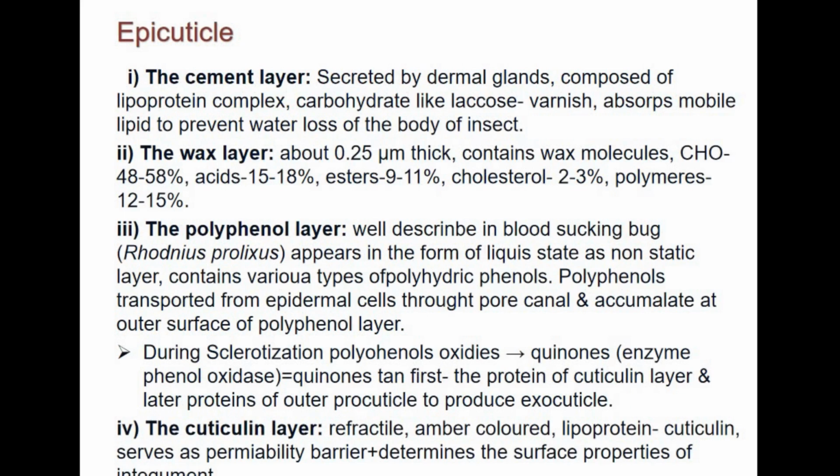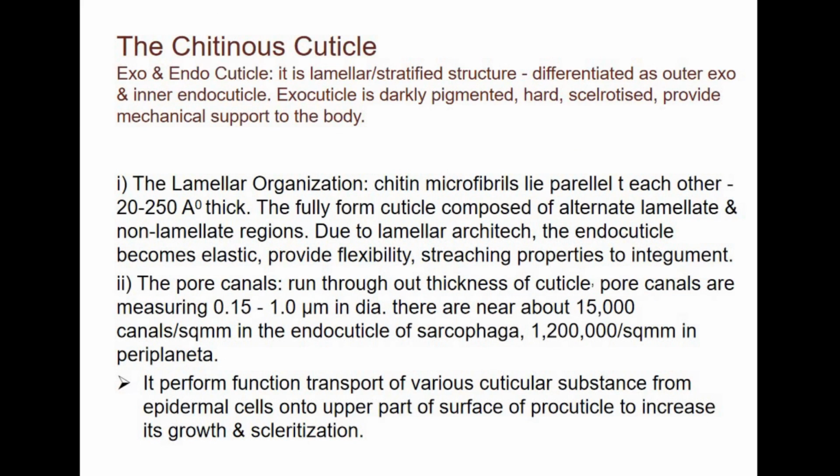This is about the epicuticle and the different layers of the epicuticle. Now, the second region of the integument is the chitinous cuticle, which is also called the exo and endocuticle. Such a chitinous cuticle is a lamellar or stratified structure differentiated as an outer exocuticle and an inner endocuticle.